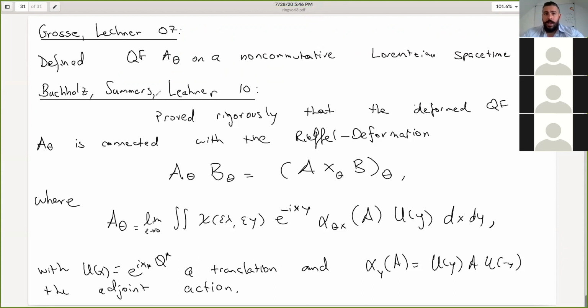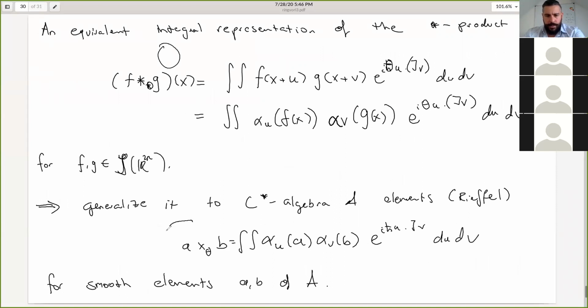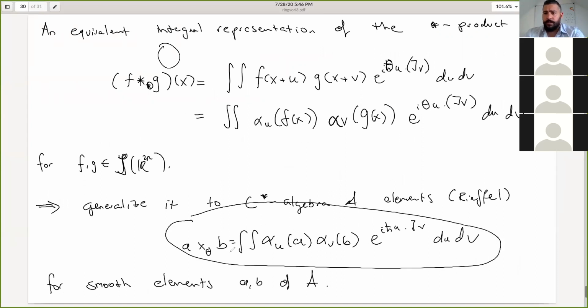However, in 2007, Grosse and Lechner were able to relate these fields living on non-commutative spacetimes to fields which are called wedge-local, and they fulfill certain locality and causality properties that are weaker than the ones usually fulfilled, but stronger than not having them at all. Then it was noticed that this A_theta, the way they deformed these fields, was connected to the so-called Rieffel deformation. And the Rieffel deformation was the one that I told you about, the deformation of products of C-star algebras.